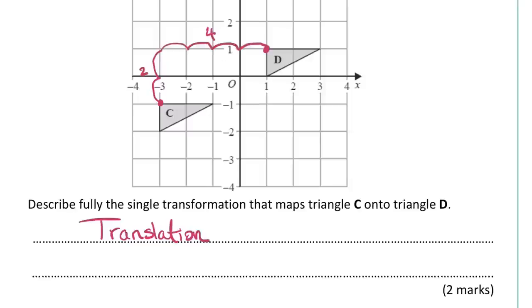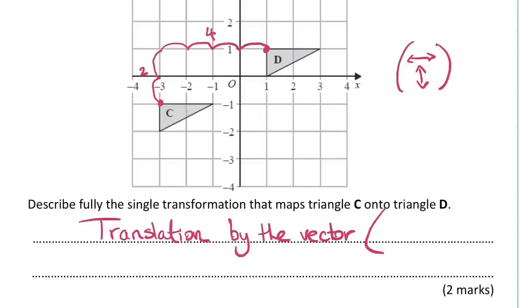Now when we describe a translation, we do it using a vector. And a vector we have like this. The top number is left and right. The bottom number is up and down. So for this one here, we're going to do the left and right first, the number on the top. So we'll say translation by the vector, and then we'll write what that vector actually is. So it's gone right by 4, which is a positive 4, and up by 2, so positive 2 on the bottom. So there we go, there's my translation by the vector for 2.